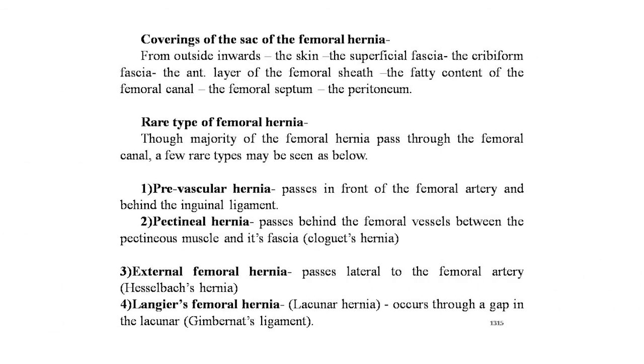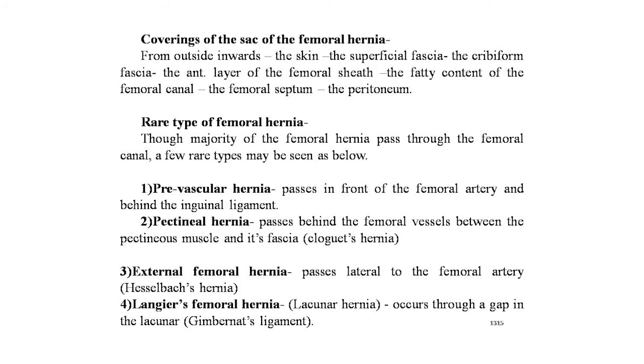Now the coverings of the sac of the femoral hernia are, from outside inwards: the skin, superficial fascia, the cribriform fascia, the anterior layer of the femoral sheath, the fatty content of the femoral canal and the femoral septum, and the peritoneum. These are the coverings of the sac from the outside inwards.